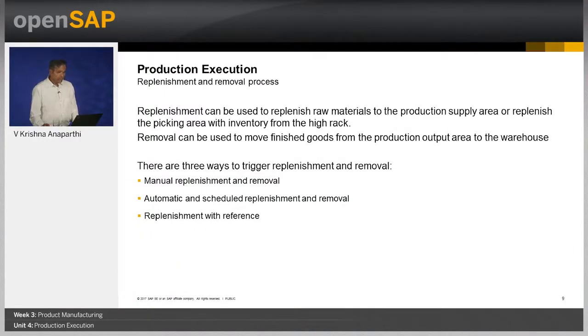The final slide of this unit is primarily the replenishment and removal process. Replenishment can be used to replenish raw materials to the production supply area or replenish the picking area with inventory from the high rack. Removal can be used to move finished goods from the production output area to the warehouse. There are primarily three ways to trigger replenishment and removal. 1. Manual replenishment and removal. 2. Automated and scheduled replenishment and removal with the help of automated runs. And finally, replenishment with reference.